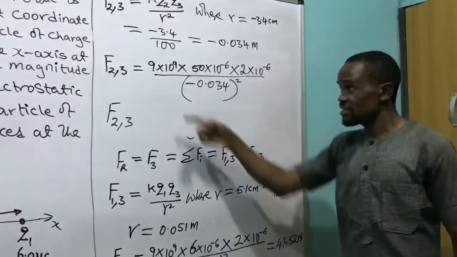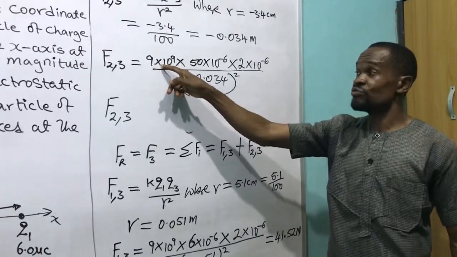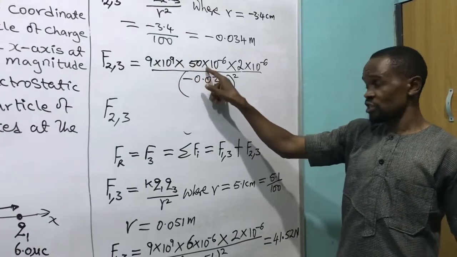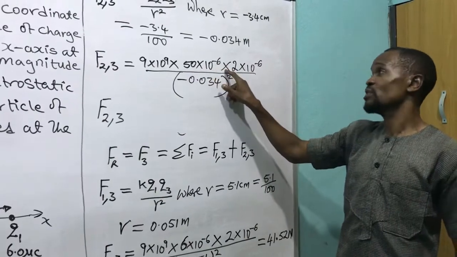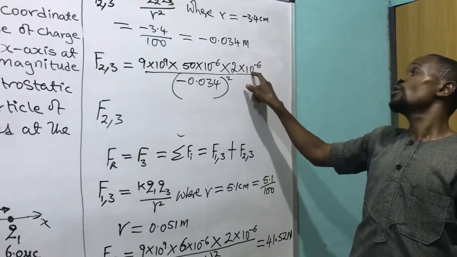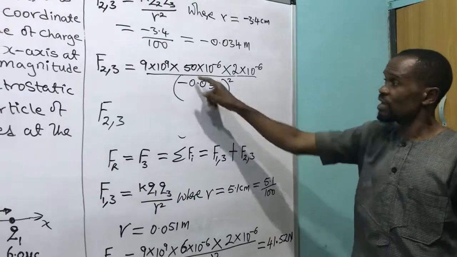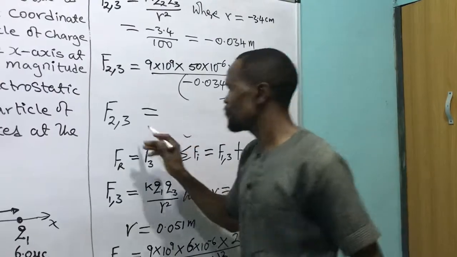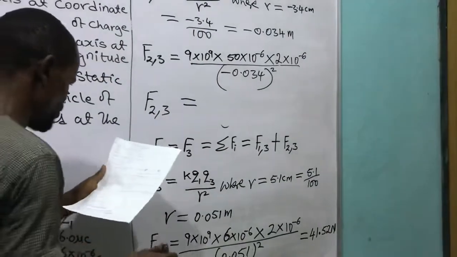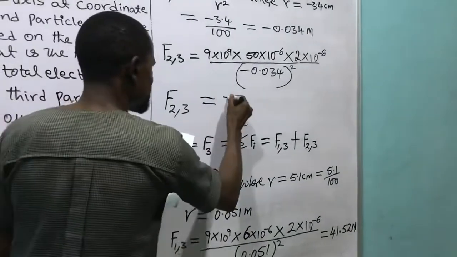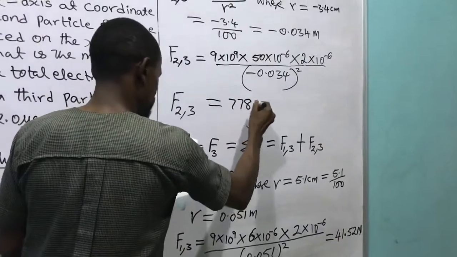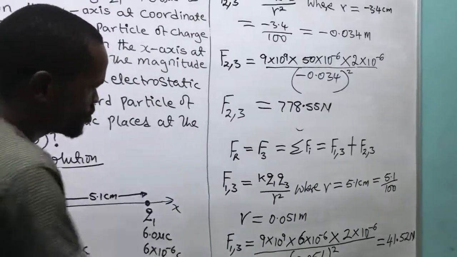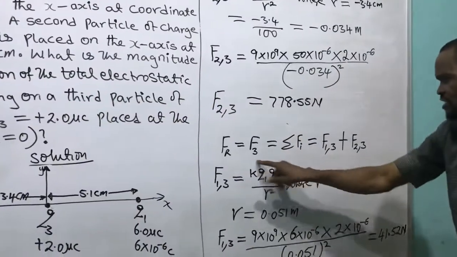That's what we did here. The same thing, just press 9, press times, shift, press log, press 9, press times, press 50, press shift, press log, press minus 6, press times, press 2, press shift, press log, press minus 6, close the bracket, divide. Press this in your calculator. You will have that the force of 2 on 3 will give you 778.55 Newton.